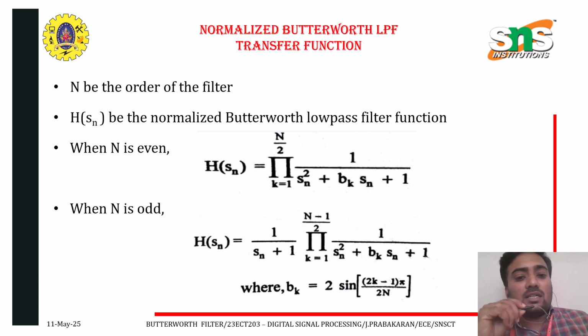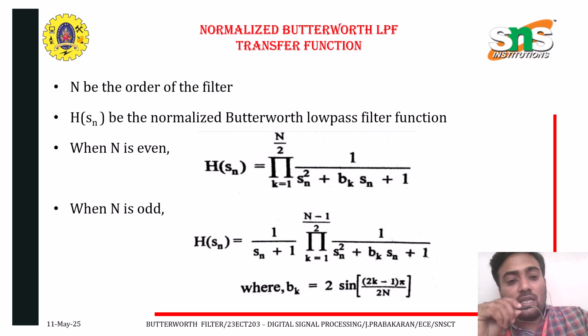Also, for the transfer function of an analog Butterworth filter to be stable and causal, the poles should lie on the left half of the S plane. Hence, the filter transfer function is formed by choosing the N number of left half poles. When N is even, all the poles are complex and exist as conjugate pairs. When N is odd, one of the poles is real and all other poles are complex and exist as conjugate pairs. Therefore, the transfer function of the Butterworth filter will be a product of second order factors.